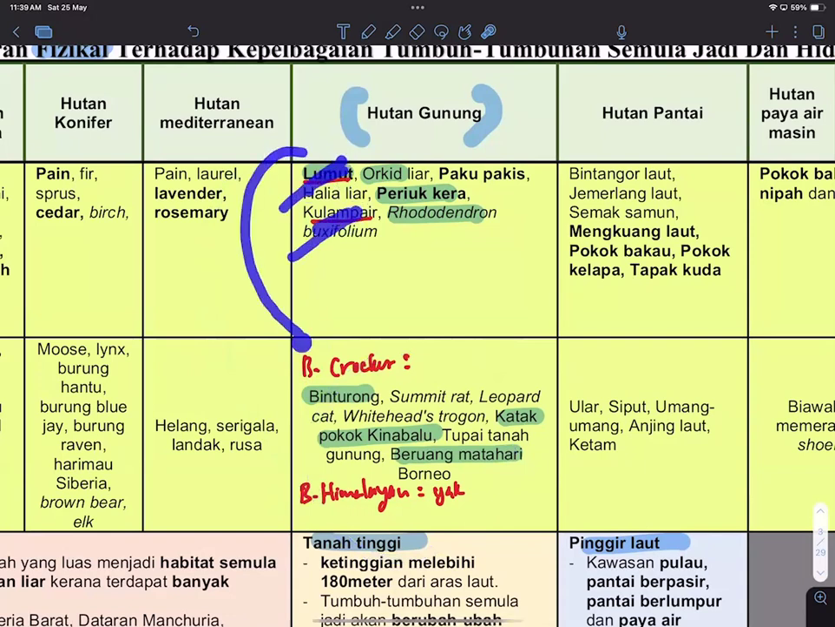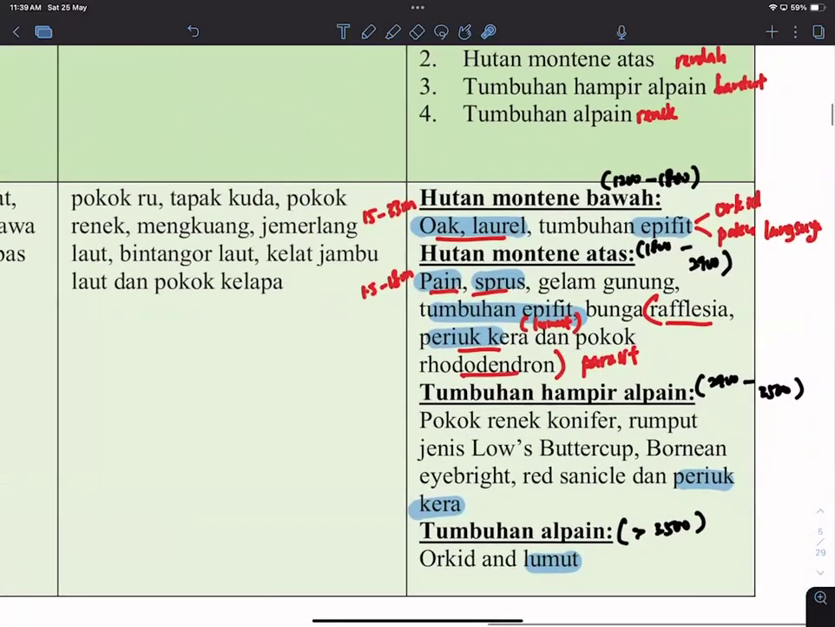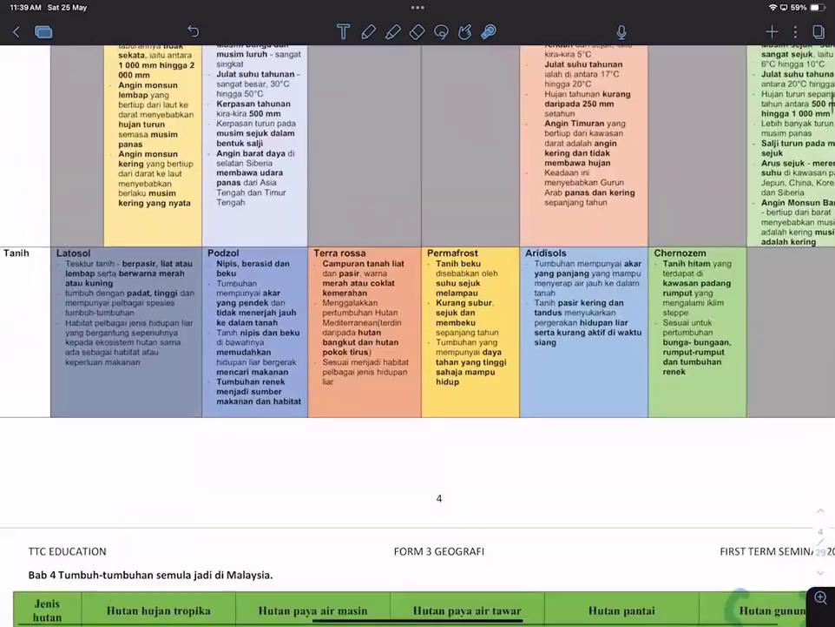That's why for the Panjaran crocker, for the montane bawah and then the alpine layers, we always have the lumut. Sorry, not montane bawah, montane atas. Montane atas and then the tumbuhan alpine, the highest, more than 3,500 meters, right? We always have the lumut in the two layers. Can I show you guys one last time? For the montane atas, we have the lumut, and then the lapisan tumbuhan alpine higher than 3,500 meters, we always have two different lumuts.